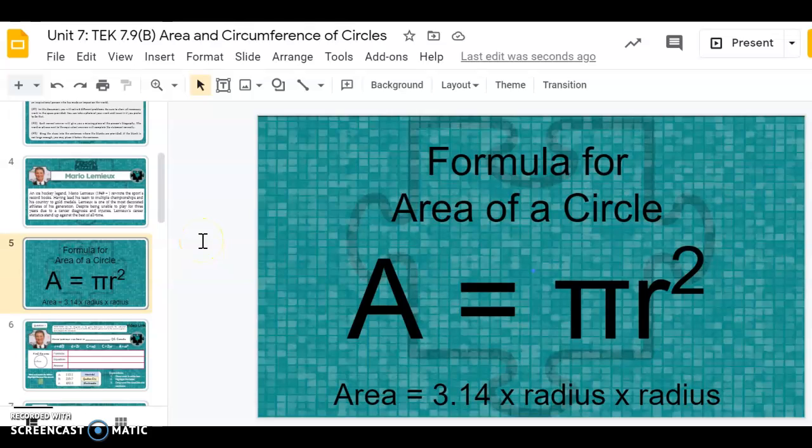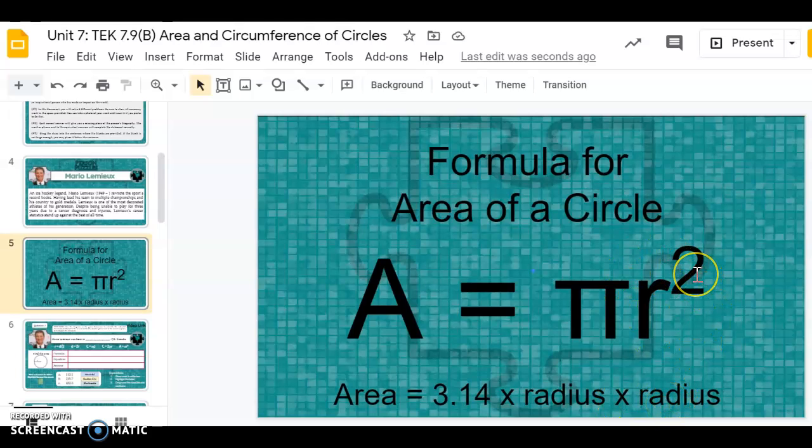Okay, so here's the formula for area of a circle. We have A equals pi r squared. What does that mean? It means the area equals pi, which is 3.14, times the radius times the radius.